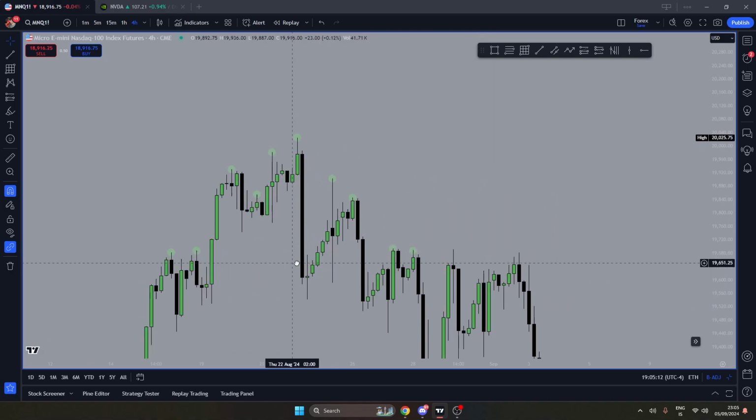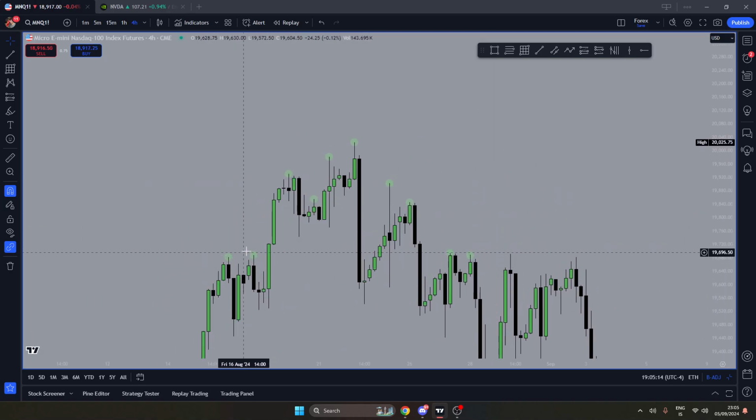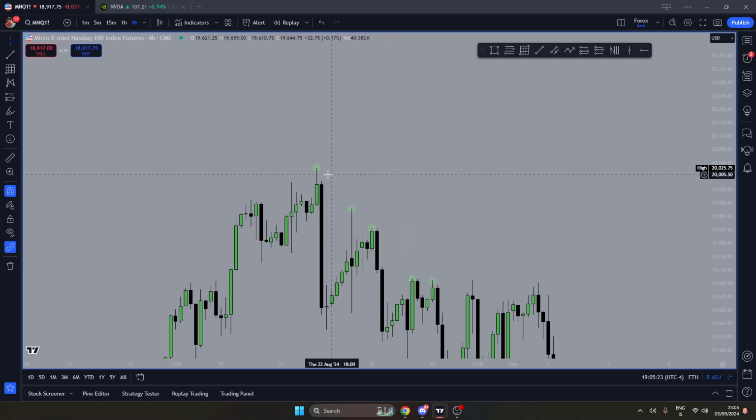Now you see these right here, these wicks right here have already been taken out. So for now, we can just get rid of them. Same with here, same with here, same with here. This one has yet to be taken out.